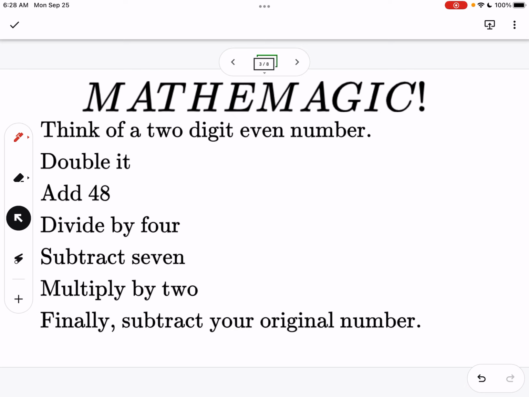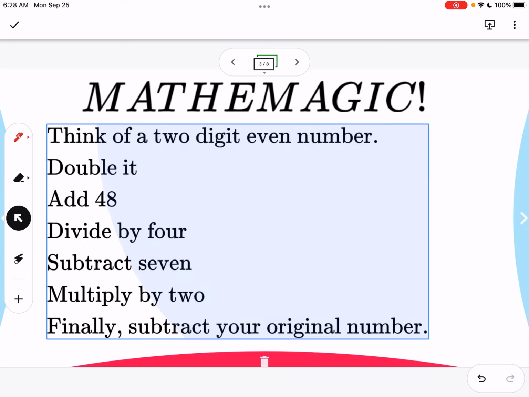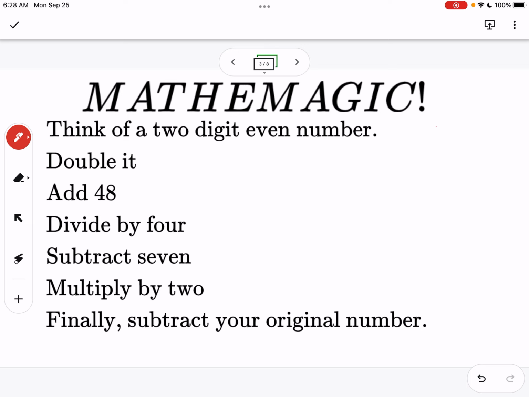So we'll use a variable. So we'll let x be our original number. So here we have, in step 1, we have the number x. Now, in step 2, we double it, so we have 2x. In step 3, we add 48.